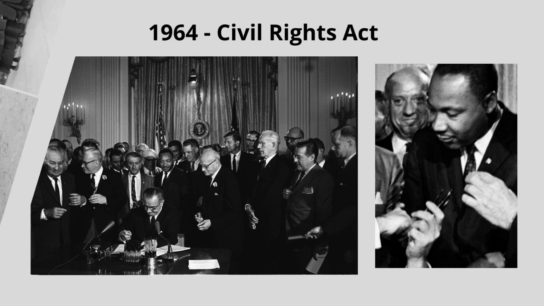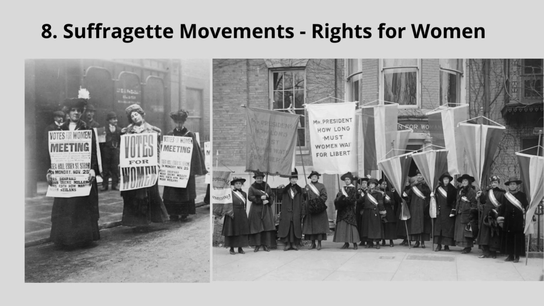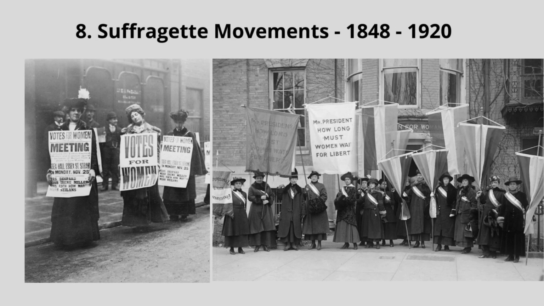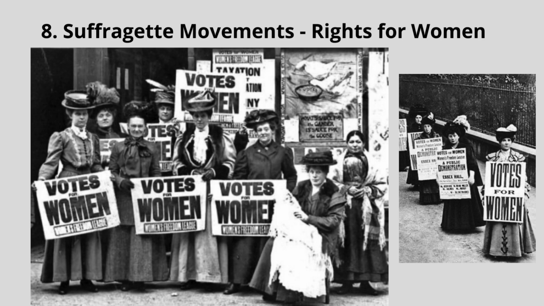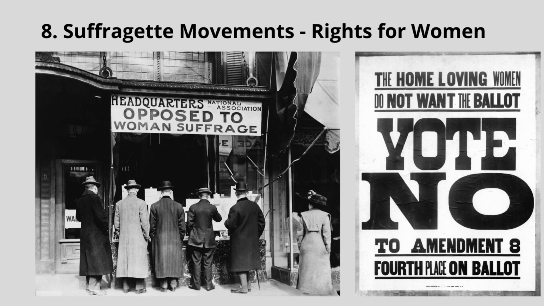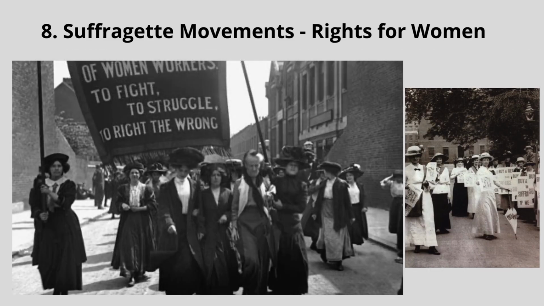Point number 8. Suffragette movements. Beginning in 1848, suffragette movements became active in the United States. Women did not have the right to vote in elections or property rights like men had. Society was strongly patriarchal. These movements later spread to Canada and Europe.